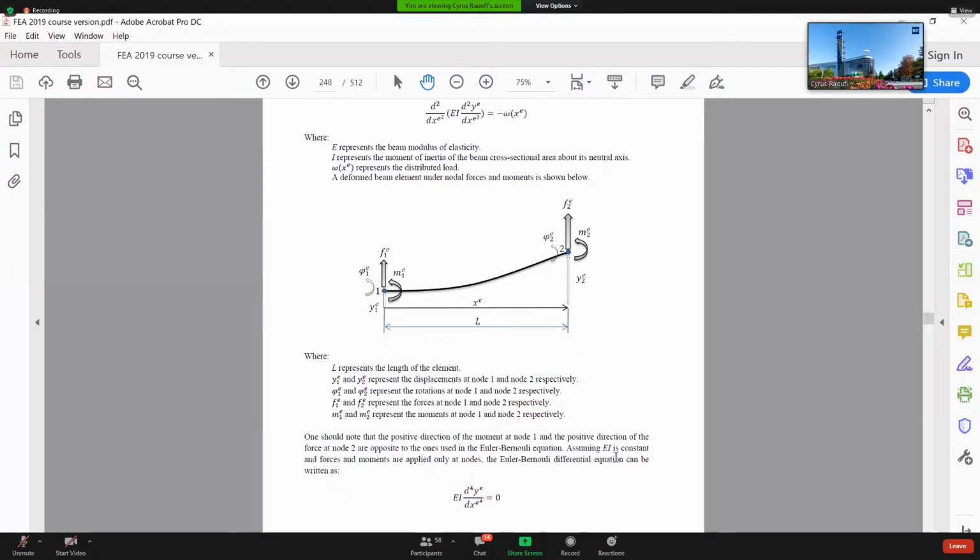Assuming EI is constant, what does it mean? It means that the material is constant and the cross-section is constant. For example, assume that you have an I beam from 1 to 2. Material is fixed, cross-section is fixed. Then in this case, on the right side, you can take this EI out of the differential and bring it out, and assume that there is no distributed load. Then that would be 0, and that would be your governing equation.